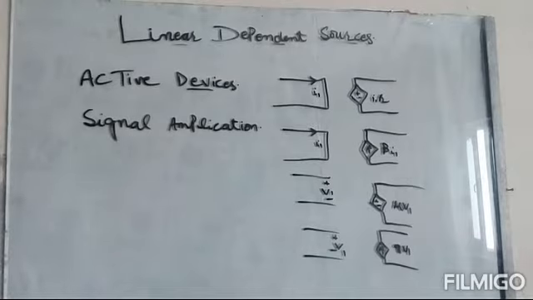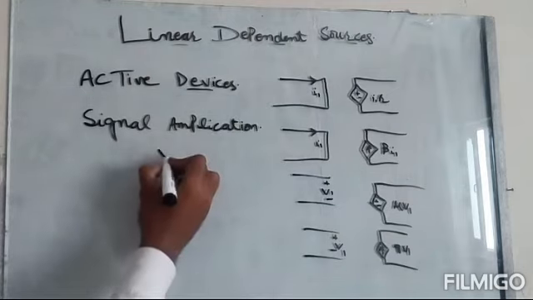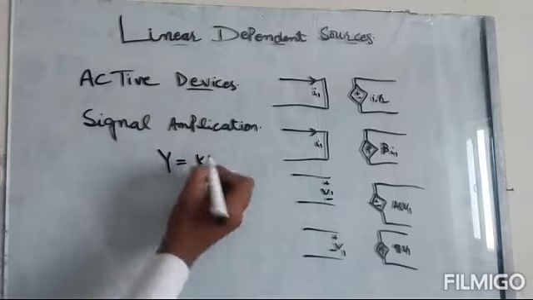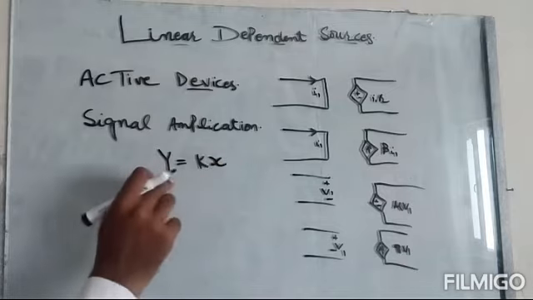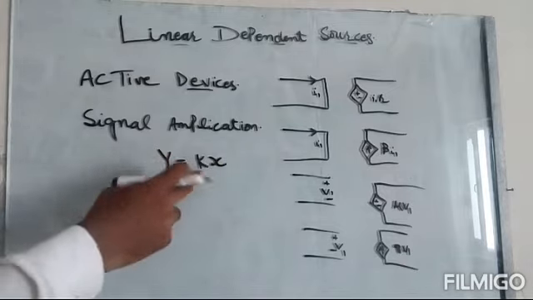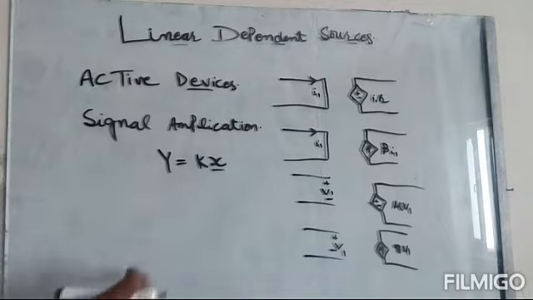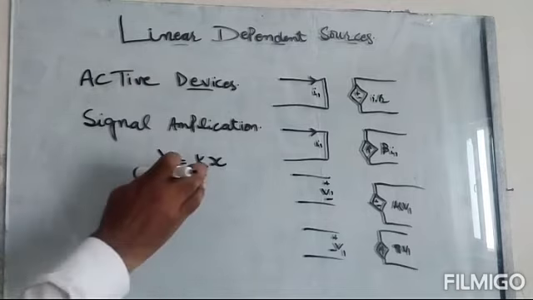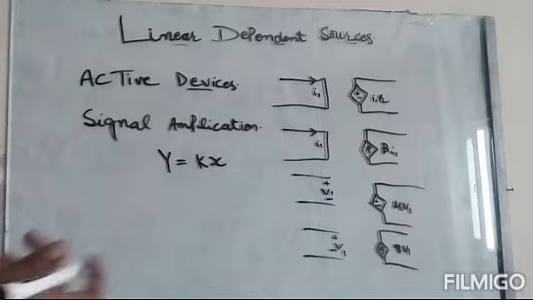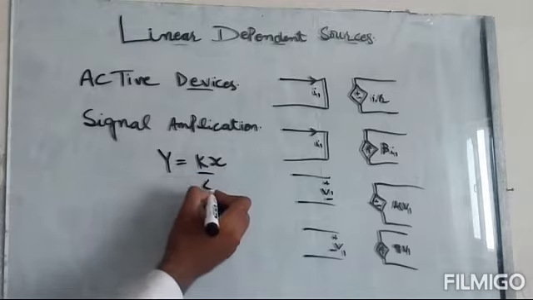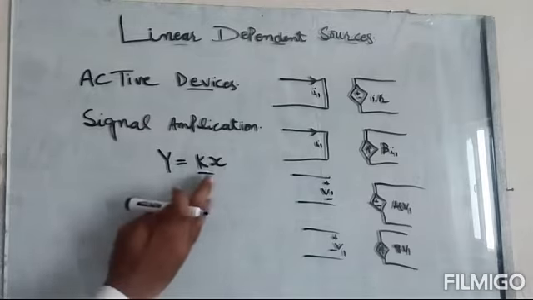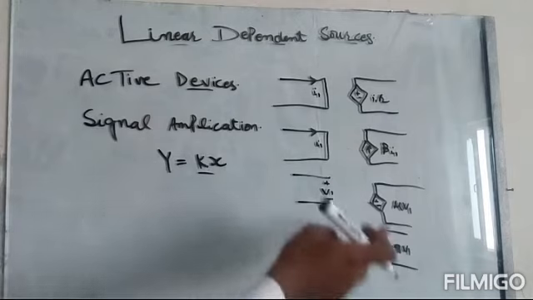So these four circuits represent our system. For example, Y is our output, K is the proportionality constant, and X is our input. In the previous lecture when we studied the proportionality constant, we said this K would be less than 1. But in this case, it can be greater than 1 because here it is amplifying our signal.